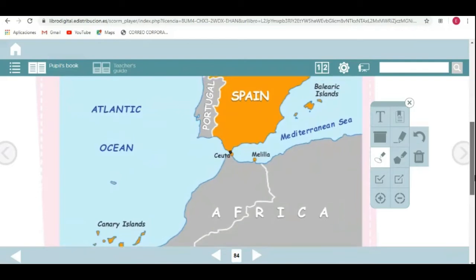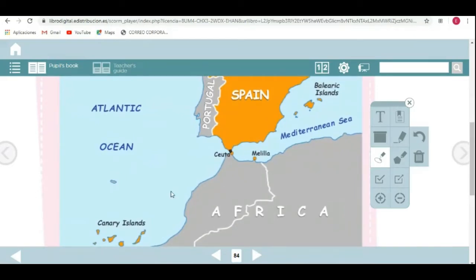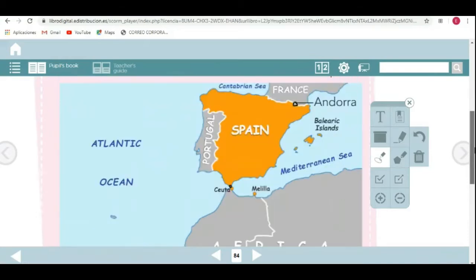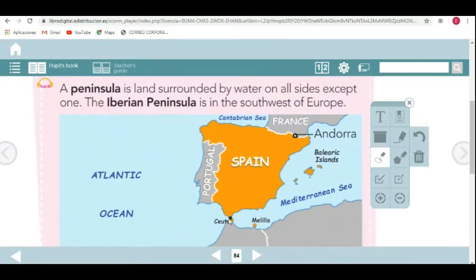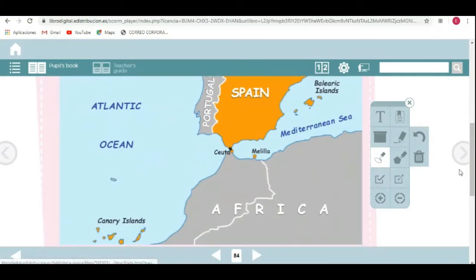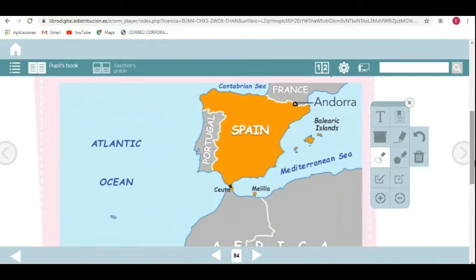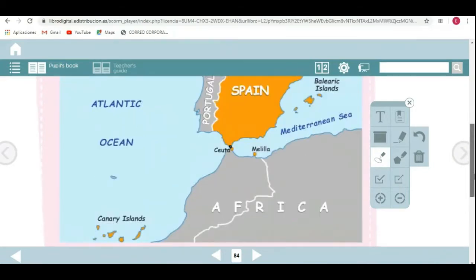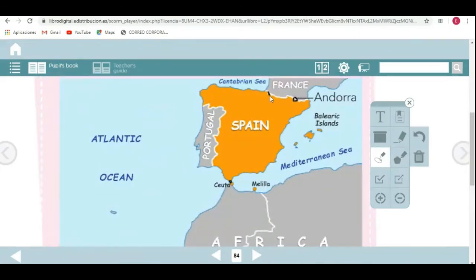The Canary Islands form part of Spain, but they do not form part of the Iberian Peninsula. Remember, Iberian Peninsula: France, Portugal, Spain, Gibraltar, and Andorra. But not all of Spain, the Balearic Islands and the Canary Islands do not form part of the Iberian Peninsula. Here, if you can see the white line, this is the Pyrenees. Pyrenees are very, very high mountains that divide France, Spain, and Andorra.